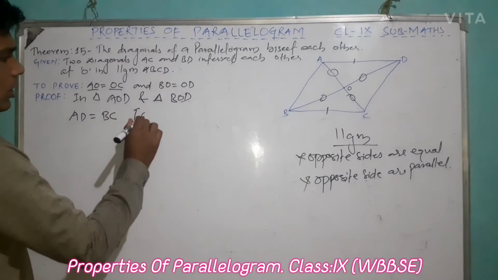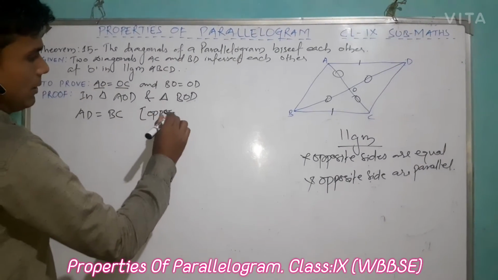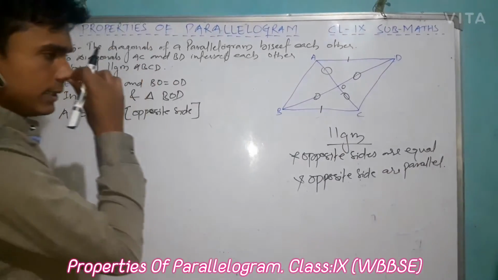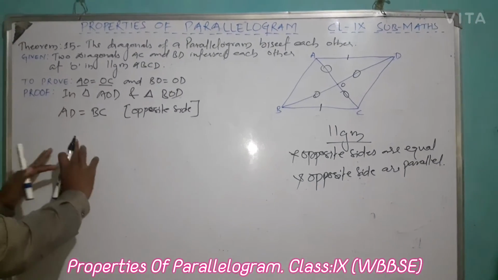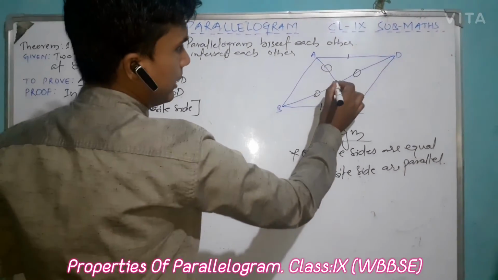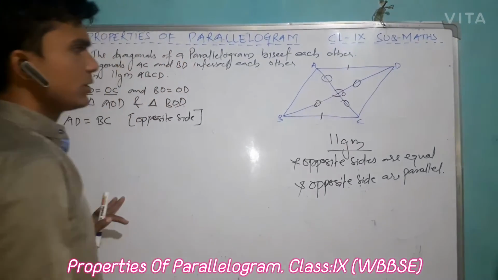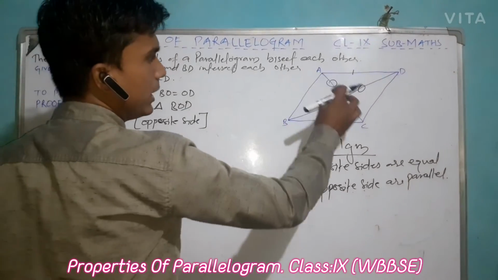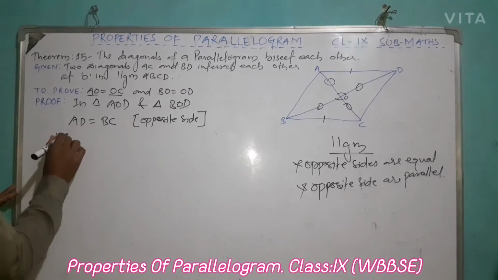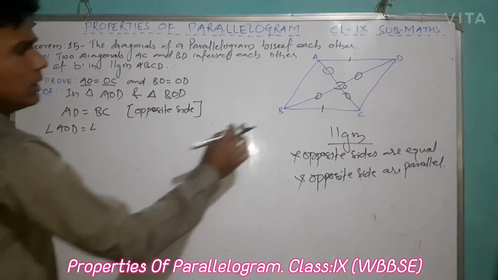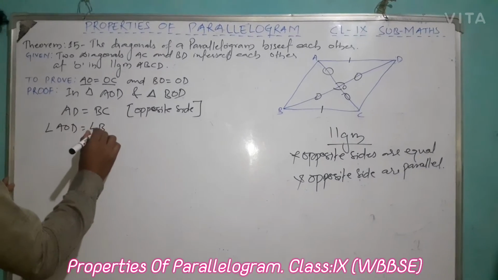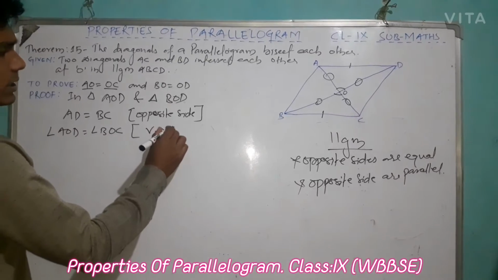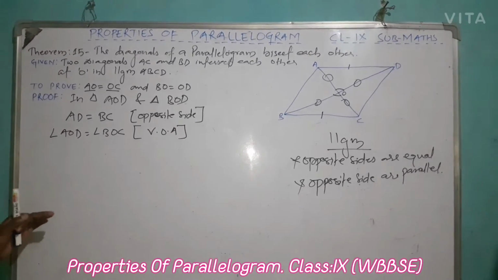Now what will be the reason? Opposite sides of a parallelogram are equal. This is the theorem's rule, right? Then we have another thing. If you look at these angles, these two angles are vertically opposite angles, and vertically opposite angles are equal. So we write angle AOD equals angle BOC. The reason is vertically opposite angles, right? We have two points.